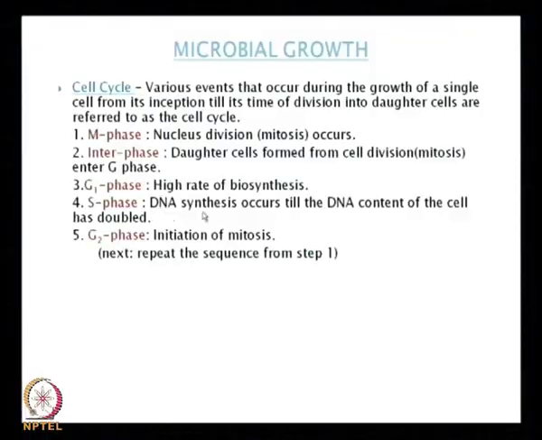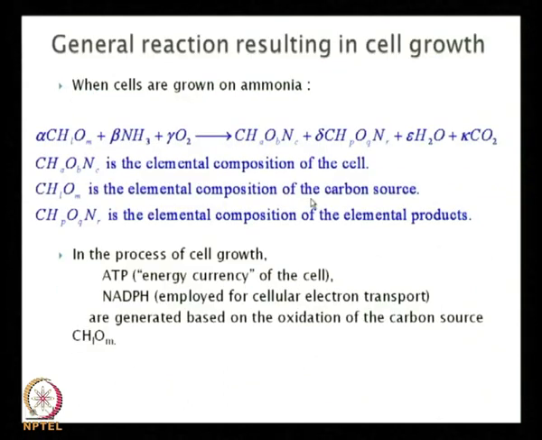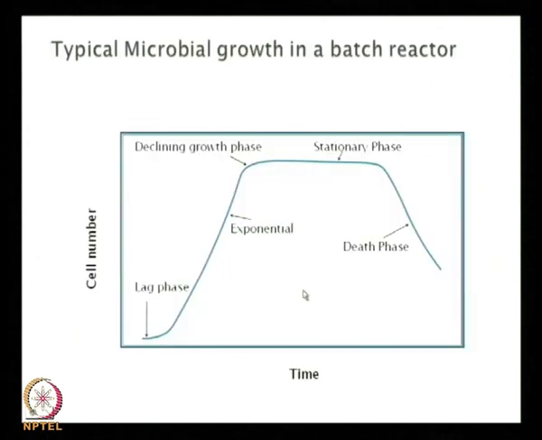Then it is the DNA synthesis phase that we are not looking at, and the DNA synthesis occurs until the DNA content of the cell has doubled, and then again it goes back to phase 1, initiation of mitosis. So, it is a cyclical process. What we are looking at here is the G1 phase, the rate of cell biosynthesis. This is an interesting thing.